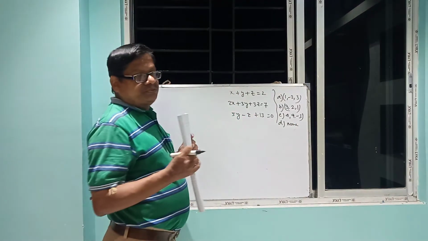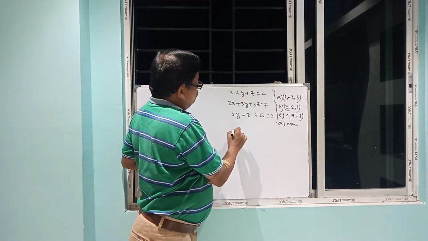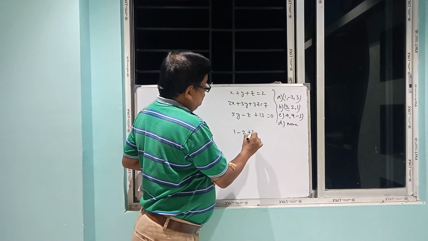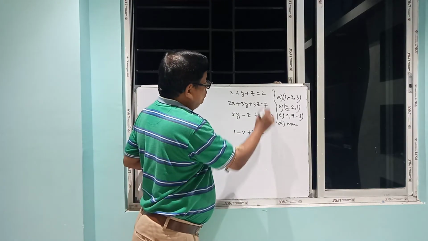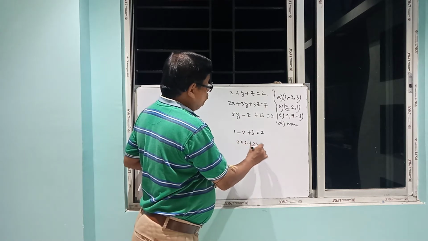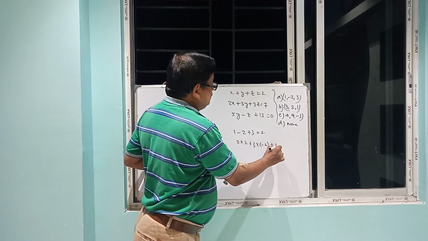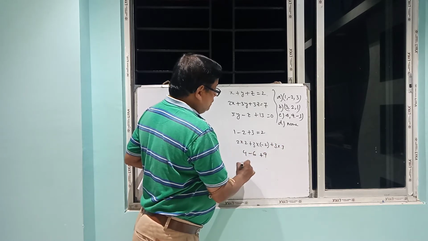Just input any one. So I am putting this one, 1, minus 2, 3. 1 minus 2 plus 3, 4 minus 2, this is 2. Satisfied. This one, 2 into 1 plus 3 into minus 2 plus 3 into 3. So 2 minus 6 plus 9, so 7.